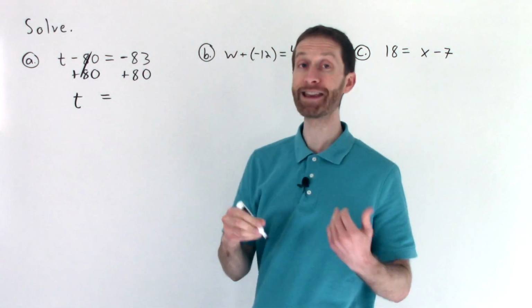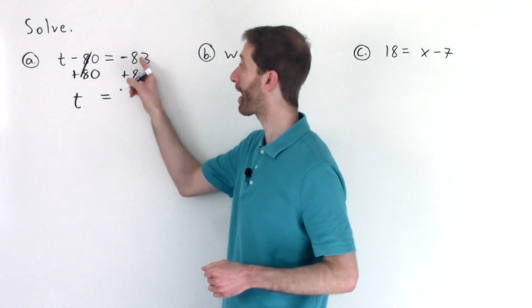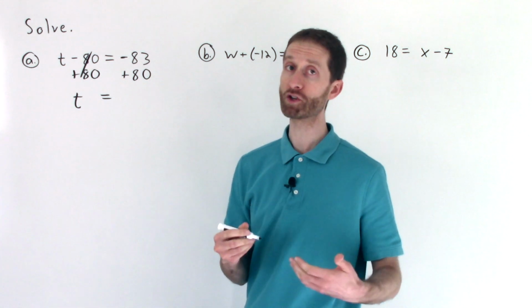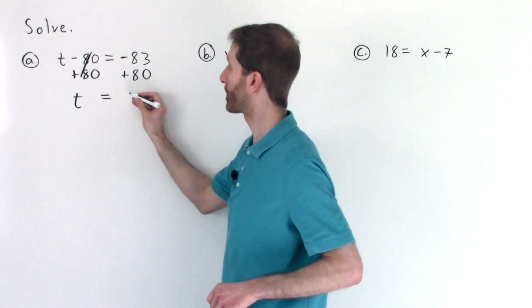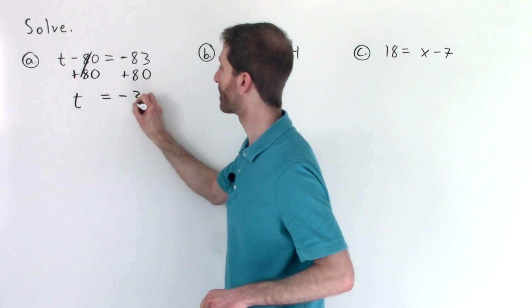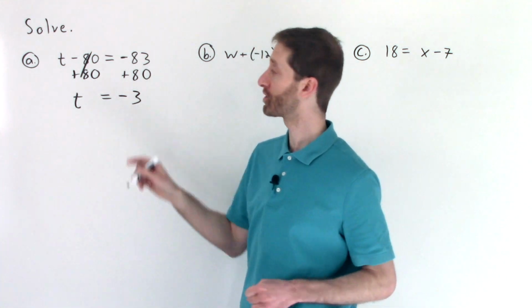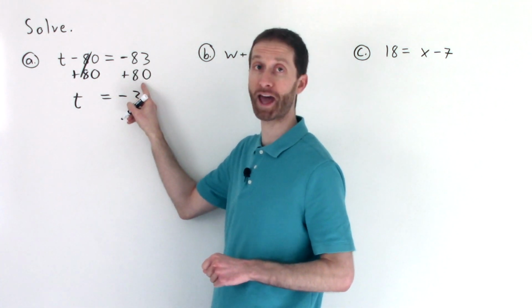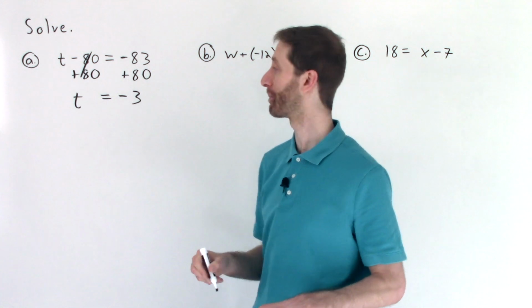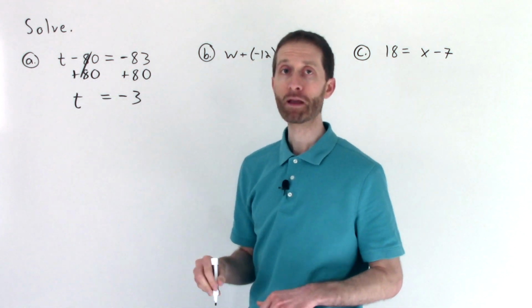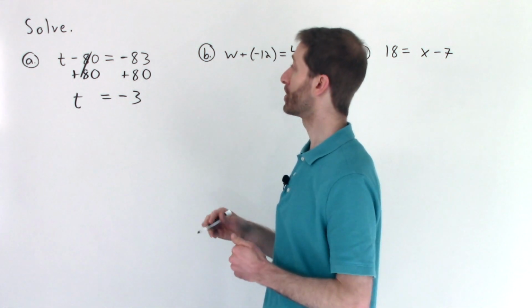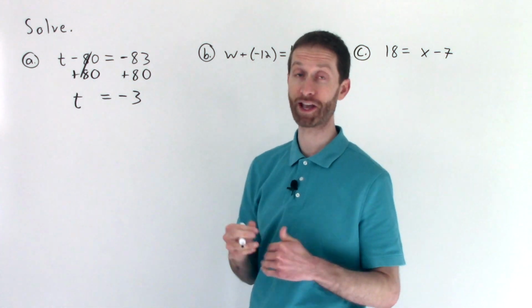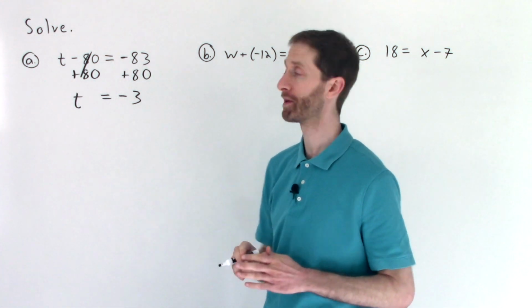Now we focus on negative 83 plus 80, and our mind just goes to that. We use our integer rules. Negative 83 plus 80 is going to be negative 3. We have opposite signs, so we're subtracting this minus that, keeping the sign of the bigger number. t equals negative 3. Now I'm going to go back towards the end of this video and show you how to check all of these answers as well, just so that you're in good shape there too.